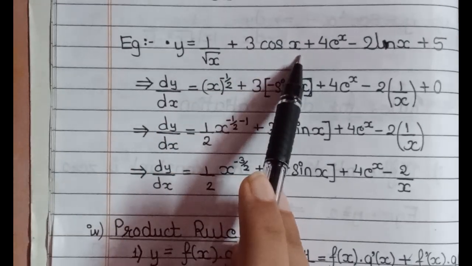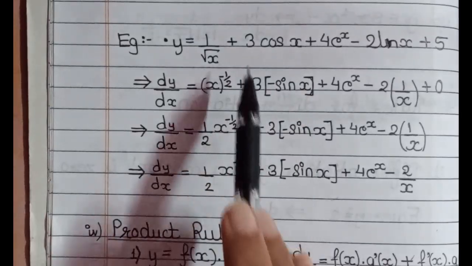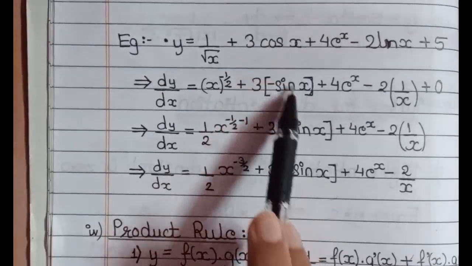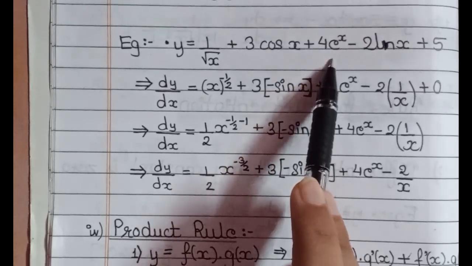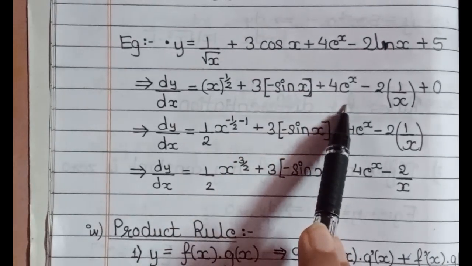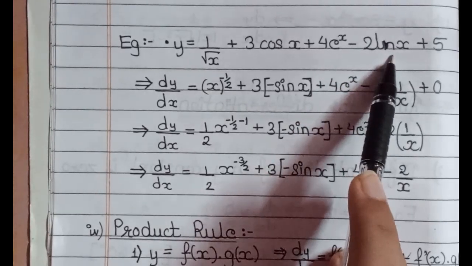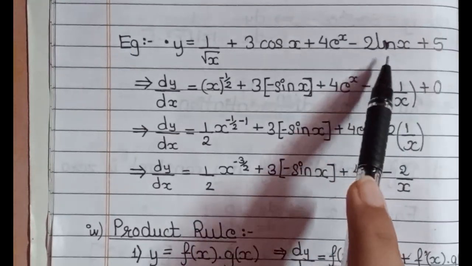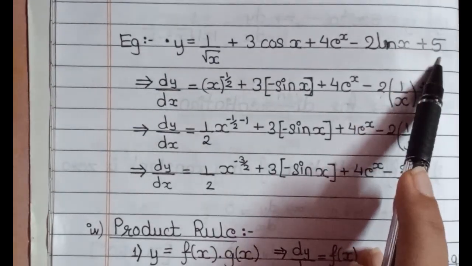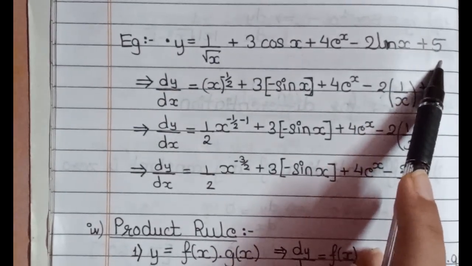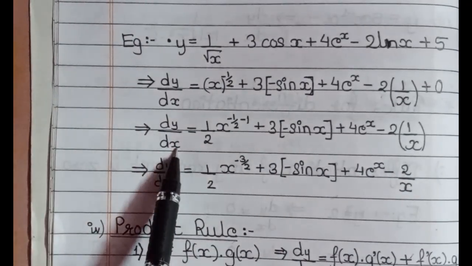3 cos x. We by the second rule understood that 3 is kept as it is and cos x differentiation is minus sin x. Plus 4 e power x. e power x differentiation is e power x, so it will remain same. Minus 2 ln x. 2 shall be kept as it is and ln x differentiation is 1 by x. Plus 5. Here 5 is a constant, so it will become 0.